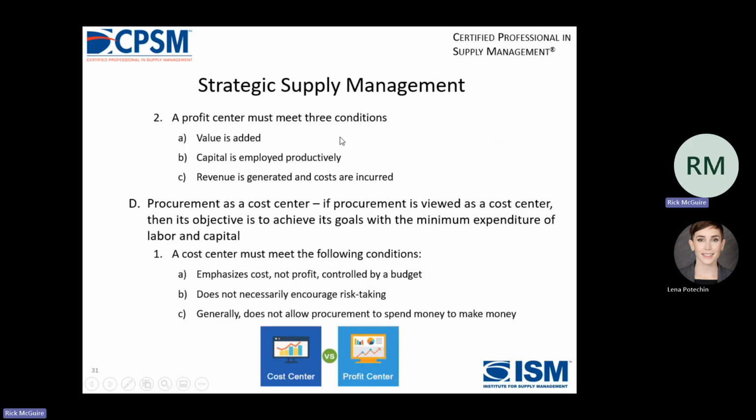A profit center must meet three conditions. Value has to be added, capital is employed productively, and revenue is generated and costs are incurred. And the revenue is going to be bigger than the costs. So procurement is a cost center.